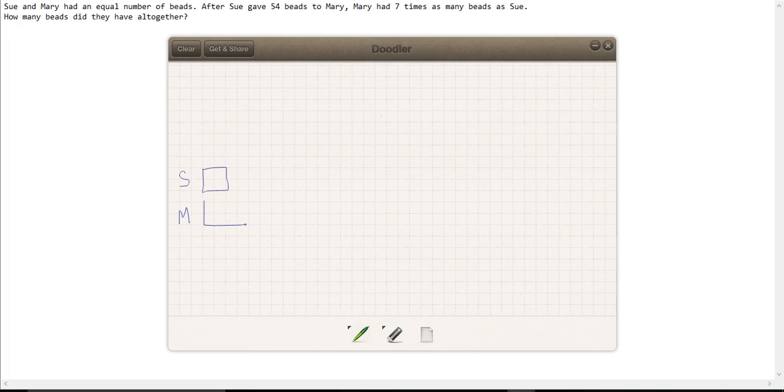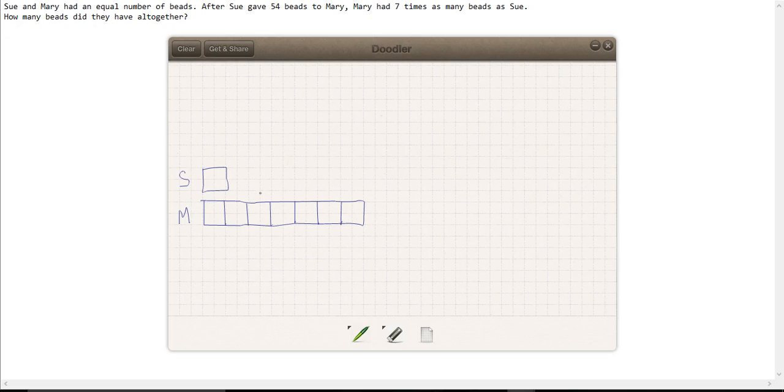1, 2, 3, 4, 5, 6, 7. Okay, let's keep this line as straight as possible. So let me just divide this up. 1, 2, 3, 4, 5, 6, and 7. Can you see that? Sue has 1 part and Mary has 1, 2, 3, 4, 5, 6, 7 times as many beads in this case as Sue.